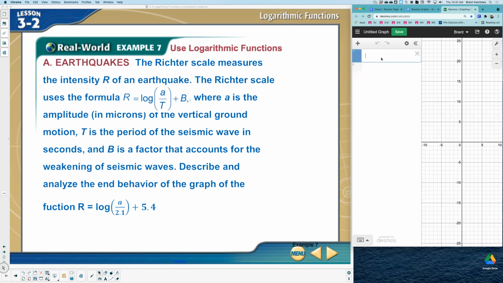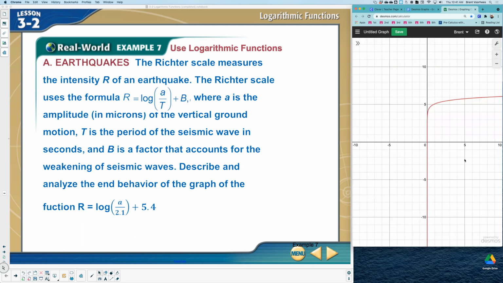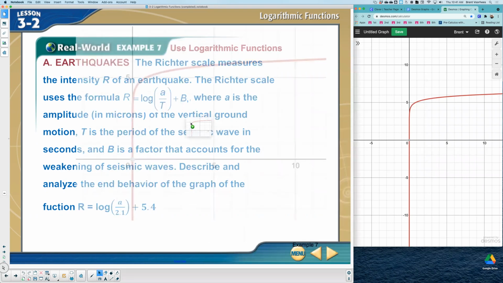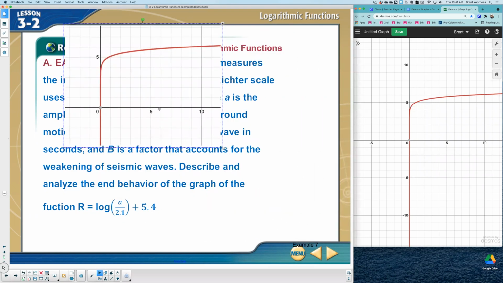So I'm gonna go ahead and type this in. We'll say R. I'm not sure if the R will work, but we're gonna try it out. R equals log A divided by 2.1 plus 5.4, and it does. We have a good little graph here. Let me go ahead and take a picture of it so we can properly analyze this graph. All right, so here's my picture.